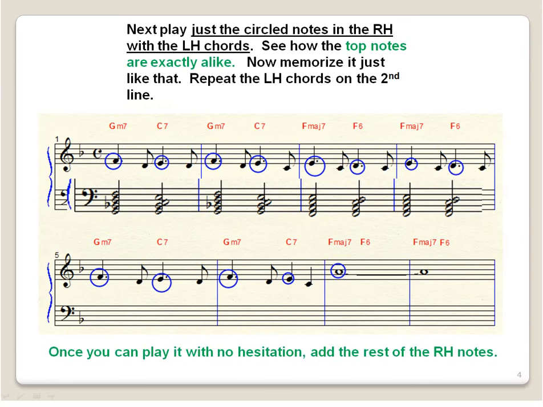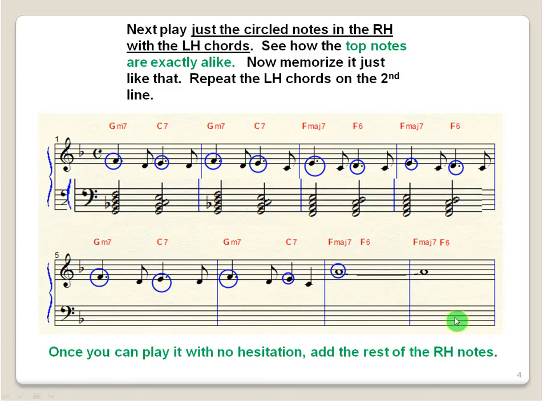On our next page here, we're going to play just the circled notes in the right hand with the left-hand chords. And you'll see that the top notes are exactly the same note as the top note of your chord. So I'm playing just my circle notes with my chords. Exception here, your top note is an A, which is the third of the chord. Or you can think of it as the third of the F chord, or just memorize it as just an A.